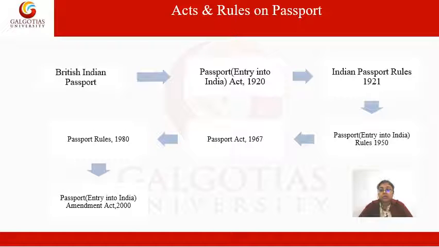Then we had the Indian passport rules, because with every act there is an analogous rule which describes the requirements of certain travel documents or other documents which are enclosed in the definition of the act. Then we had the Passport Entry into India Rules 1950. The main Passport Act 1920 got amended, and in 1950 some new inclusions were made. And then the first Passport Act after independence, post-independence, was the Passport Act 1967. Then we had the analogous rules of 1980.